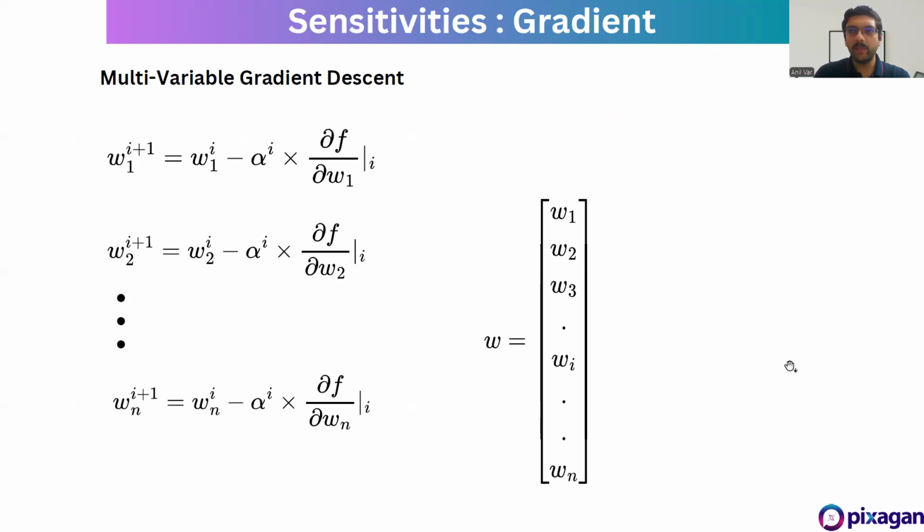Now, is there a better way to represent this? There is. You can say all these W's can be put together in this simple column matrix. You can either think of it as all your variables put together in a matrix, or you can think of it as a problem modeled by this vector with these many dimensions.